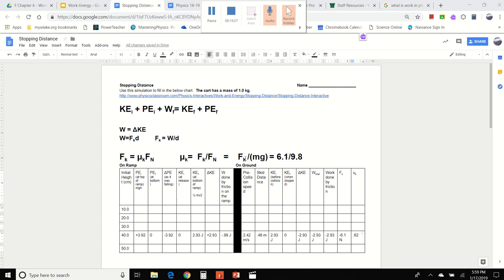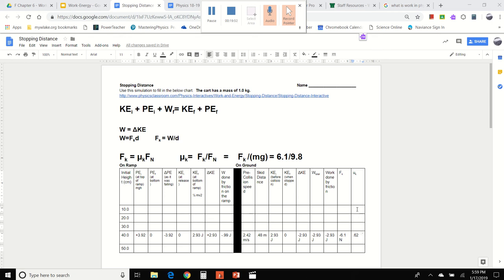So for this last step, Fk, which we already solved for, is 6.1. We can just omit the negative. And that's divided by 9.8, which is the mass, 1, times the acceleration of gravity, 9.8. Again, we can omit the negative there. And that gives us 0.62. It's kind of a high coefficient value, but it stops the box pretty rapidly by increasing the amount of friction. So it should be a high value.